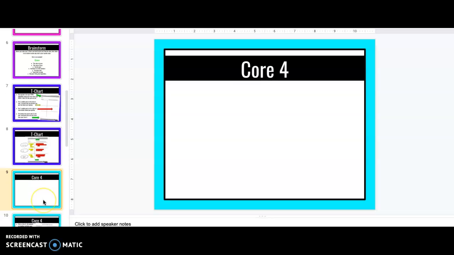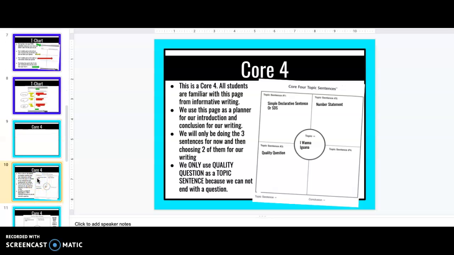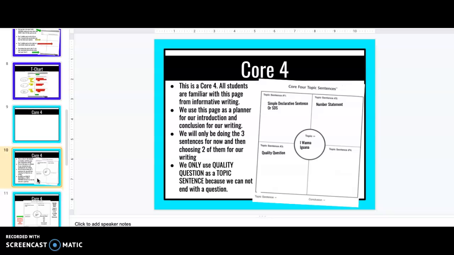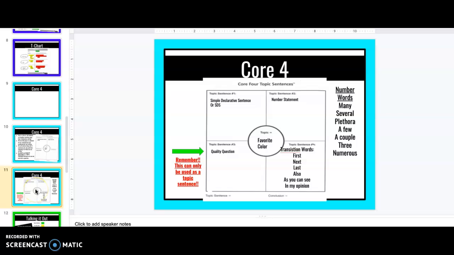So we're going to start that by looking at our Core 4. This is an example of a Core 4 and why we use it and how to use it. This right here is the one that I will be using today, and I added some important parts to it, such as a list of transition words, number words for your number statement, and then a piece of advice right here to remember that the quality question can only be used as a topic sentence.